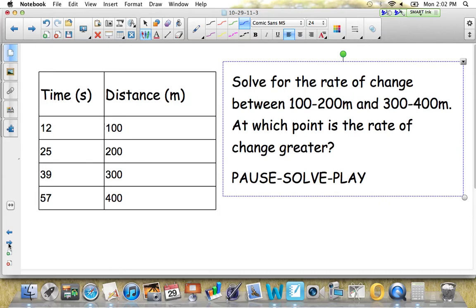So I would ask you for a practice problem to solve for the rate of change between 100 and 200 and 300 and 400. And then at which point is the rate of change greater? At this point, you need to pause the video, solve this problem, then click play, and I'll give you the setup for the solution. So click pause. Whenever you're ready, click play.